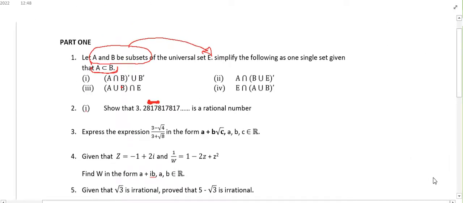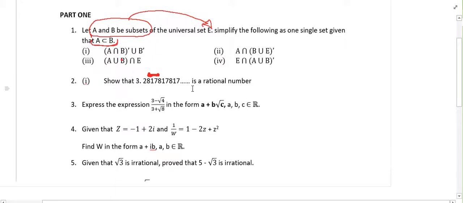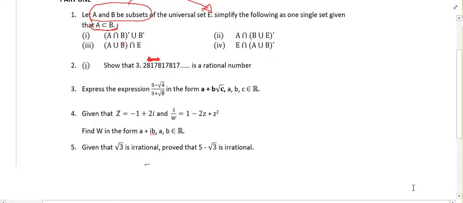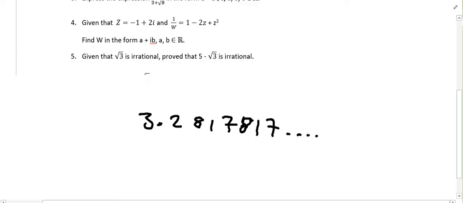Okay, so let me quickly go back to the question, and I'm really sorry for that delay of erasing. So here, as I have said, 3.2817. On 817 is where you're going to put the bar, because that's where these numbers are repeating themselves. Let me quickly write that number. So that number is 3.2817817 and so on.